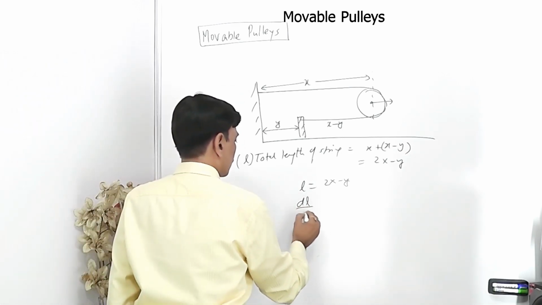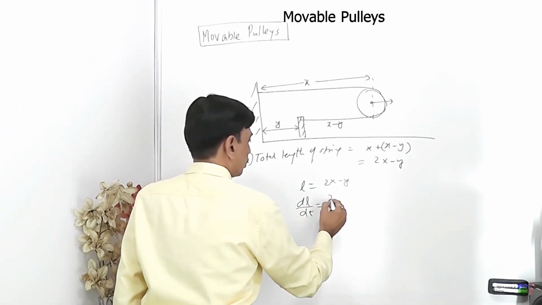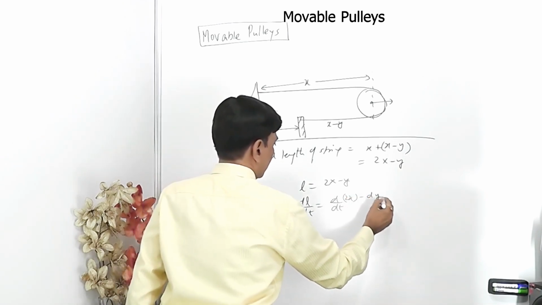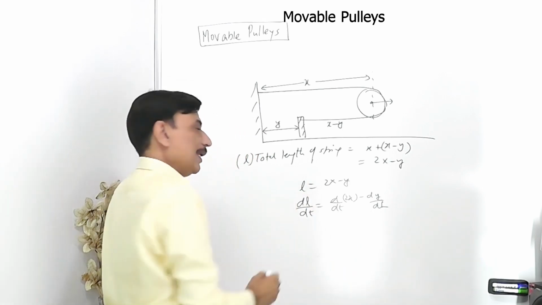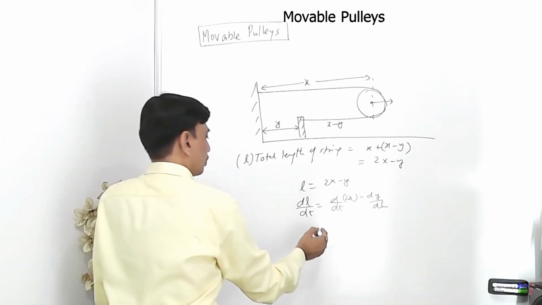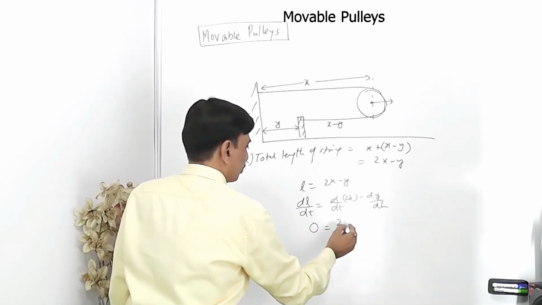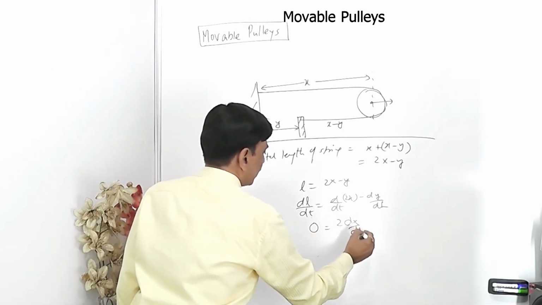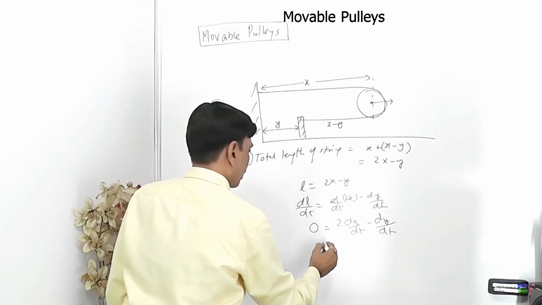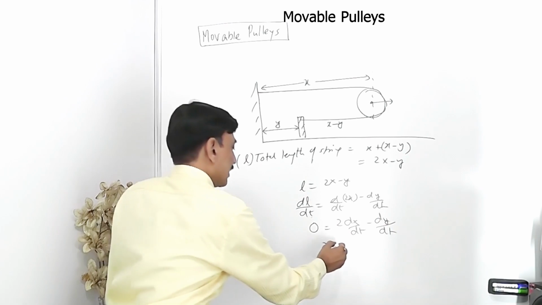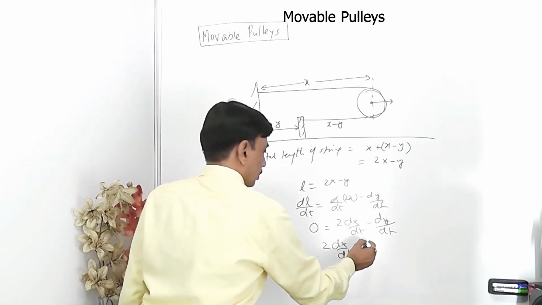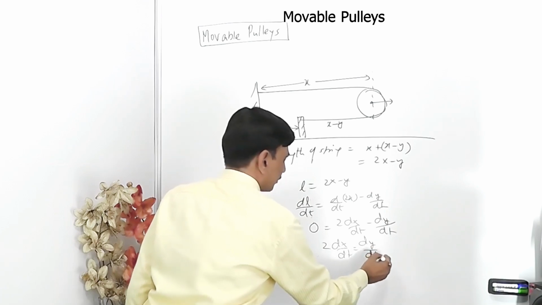dL by dt is equal to d by dt of 2x minus y. Now L is constant, L is not changing, so dL by dt is equal to 0. So this comes out to be 2 dx by dt minus dy by dt equal to 0. It goes over here, it means 2 dx by dt is equal to dy by dt.